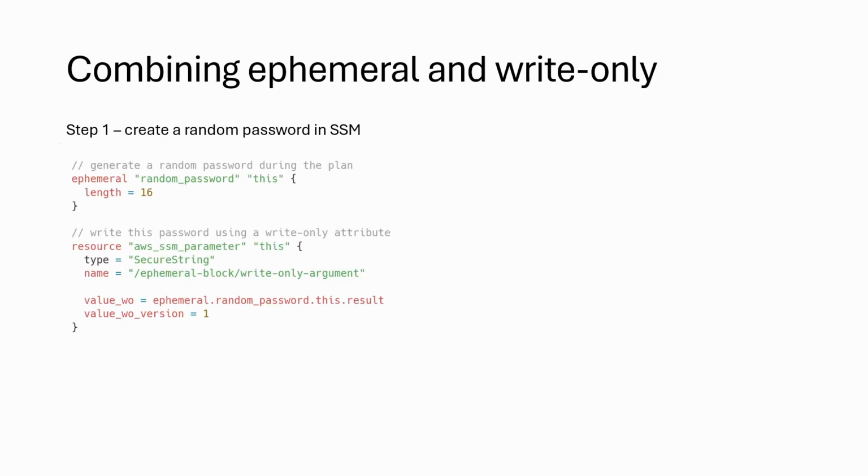And for that, I'll create a little demo. First of all, we'll create a random password in SSM. For that matter, we'll generate a random password using an ephemeral block. And then we would write this password into the value write only attribute of the AWS SSM parameter resource.